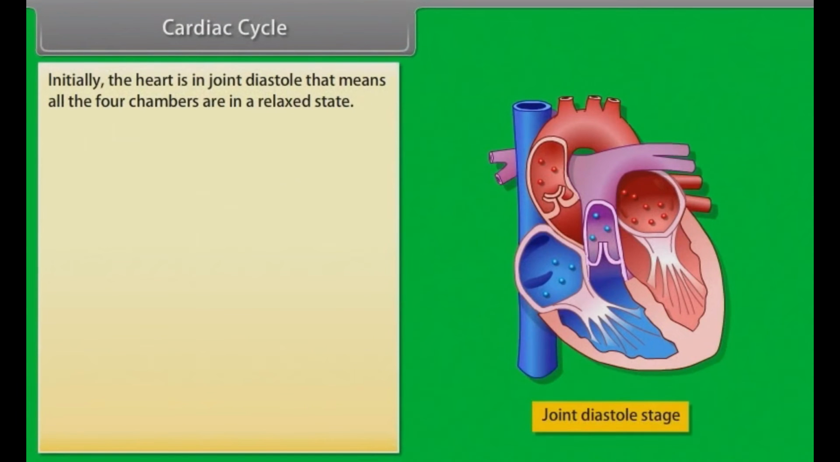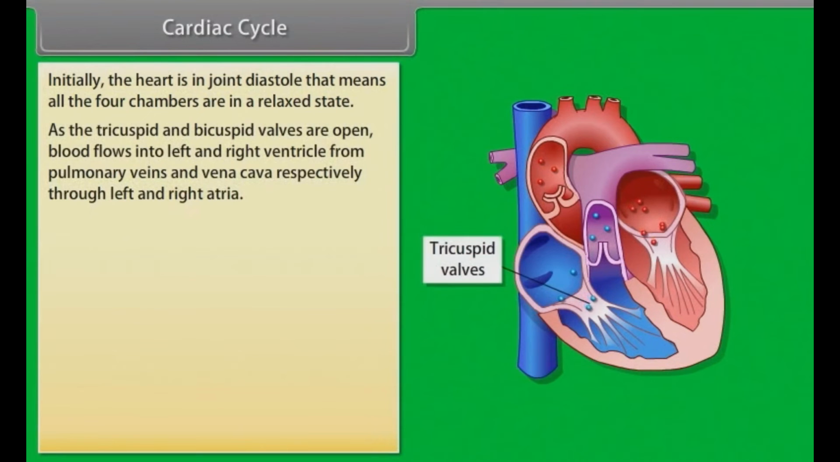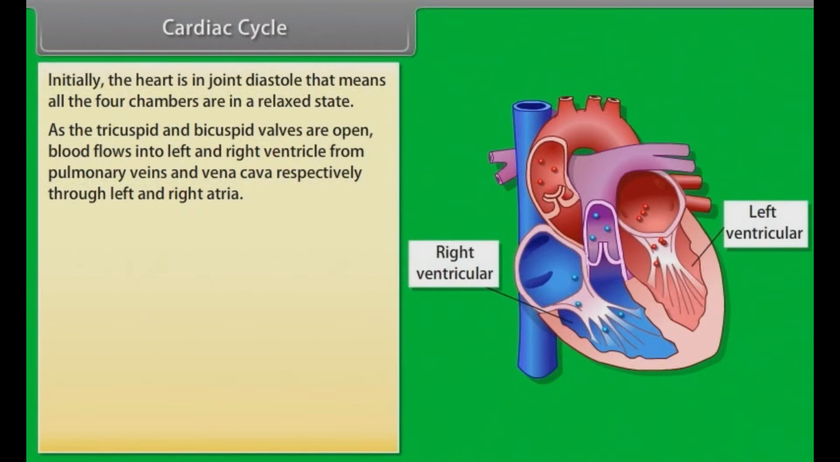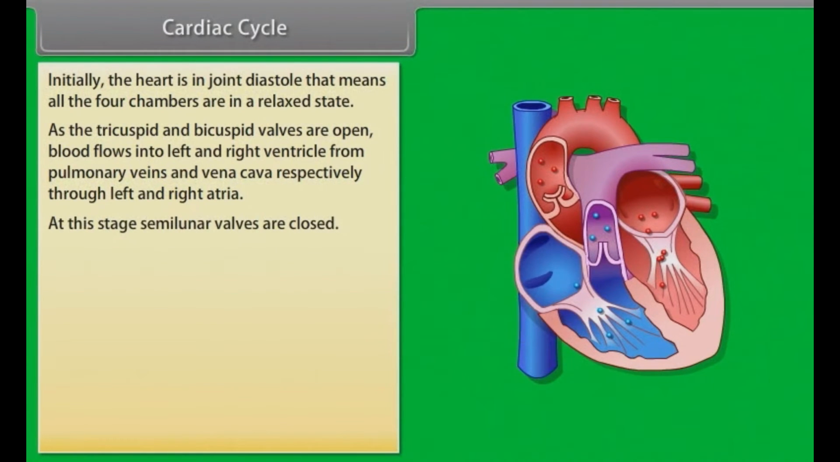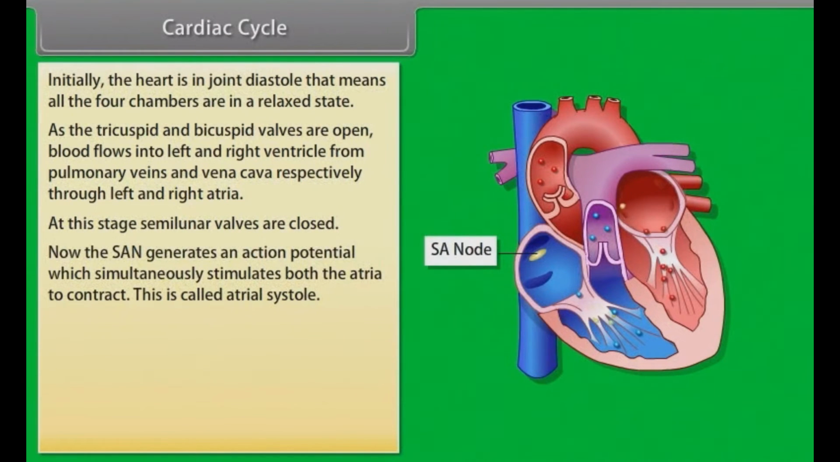Cardiac cycle. Initially, the heart is in joint diastole, that means all 4 chambers are in a relaxed state. As the tricuspid and bicuspid valves are open, blood flows into the left and right ventricles from the pulmonary veins and vena cava respectively through the left and right atria. At this stage, semilunar valves are closed. Now the SAN generates an action potential which simultaneously stimulates both the atria to contract. This is called atrial systole.